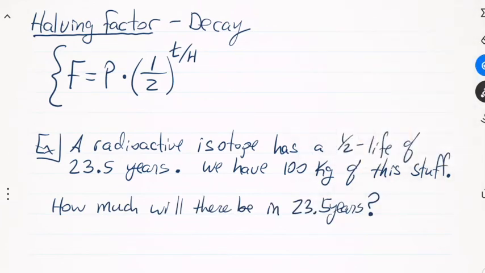Okay, so for example, a radioactive isotope has a half-life of 23.5 years. What does that mean? That's pretty much what I want to get into.